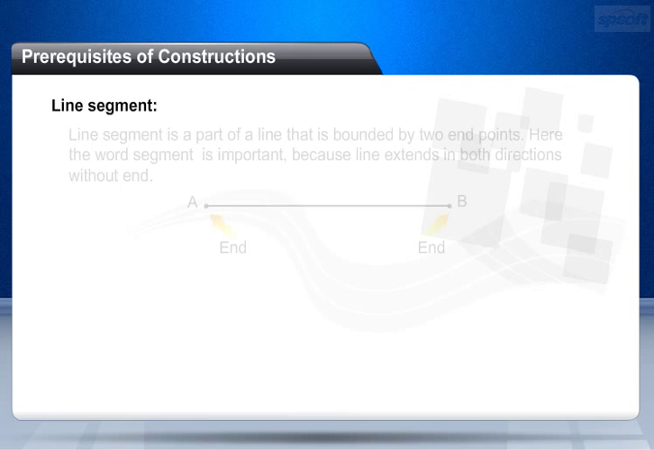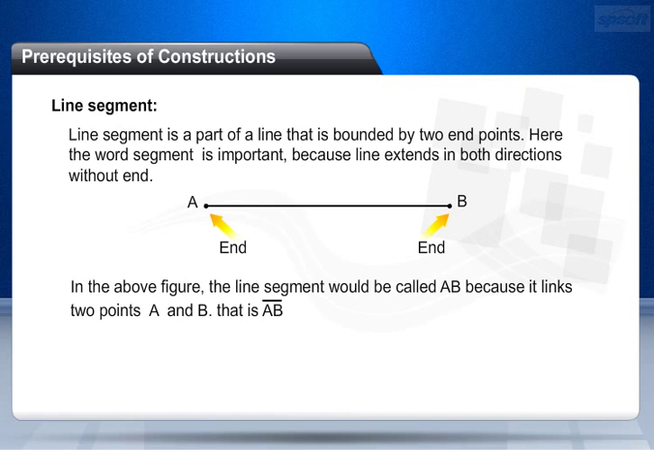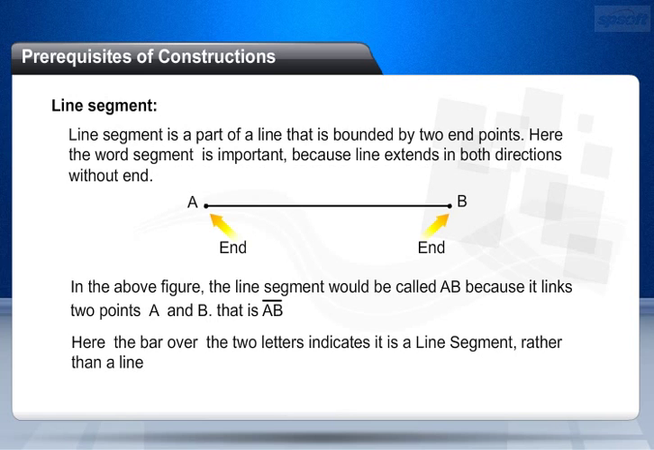Line segment. Line segment is a part of a line that is bounded by two endpoints. Here the word segment is important, because a line extends in both directions without end. In the above figure, the line segment would be called AB, because it links two points A and B, that is AB bar. Here the bar over the two letters indicates that it is a line segment, rather than a line.